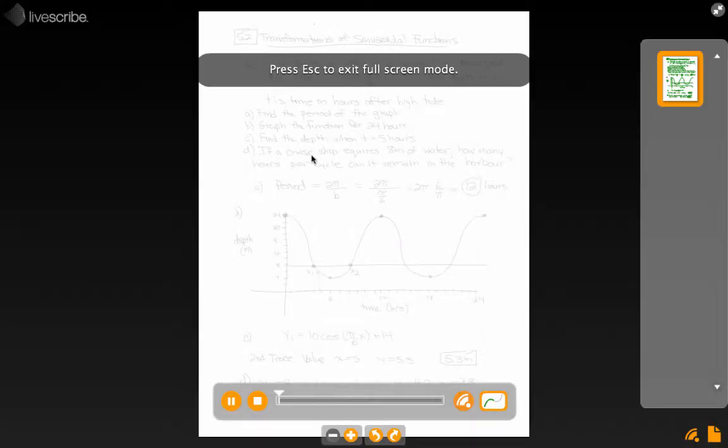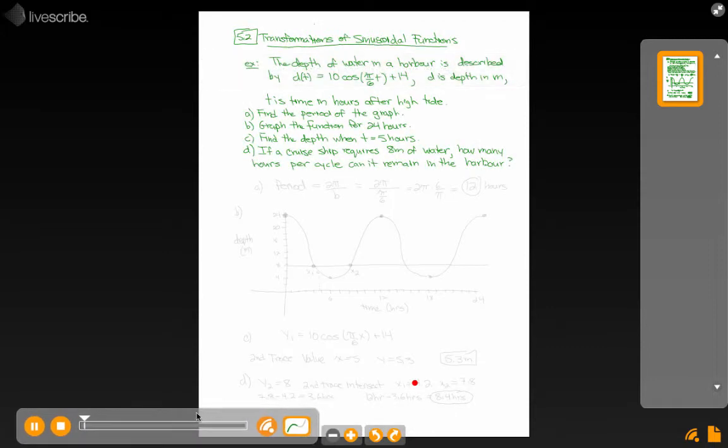This example comes out of section 5.2, transformations of sinusoidal functions. Okay, this question has multiple parts, and so it was worth doing some writing while I was paused there. The depth of water in a harbor is described by d of t equals 10 times cosine of pi over 6 t, plus 14. So d is our depth in meters, t is time in hours after high tide.